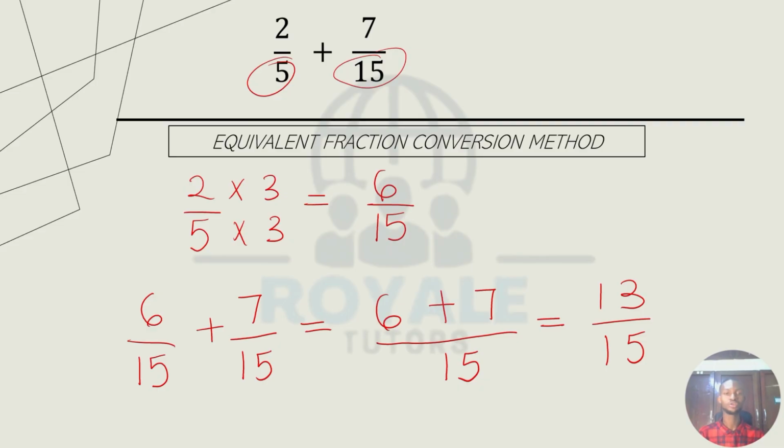You can see how our equivalent fraction conversion method works now. It is very, very easy and very, very simple. All you need to do is to multiply by a number such that we have an equivalent fraction that has the same denominator as the other one.